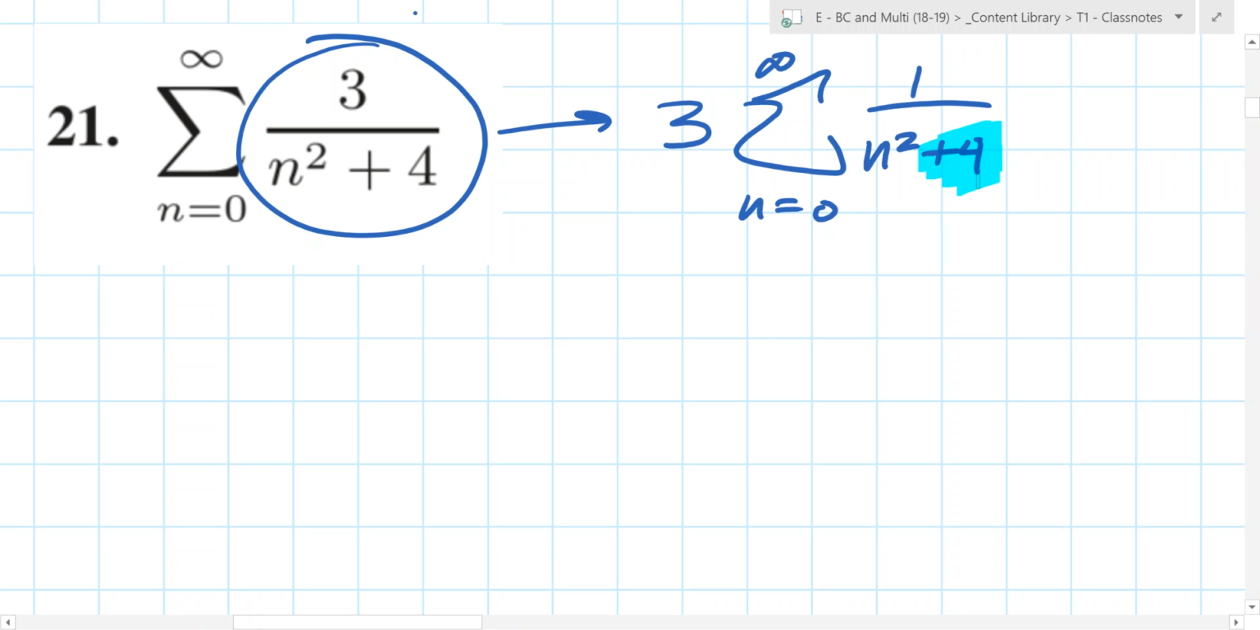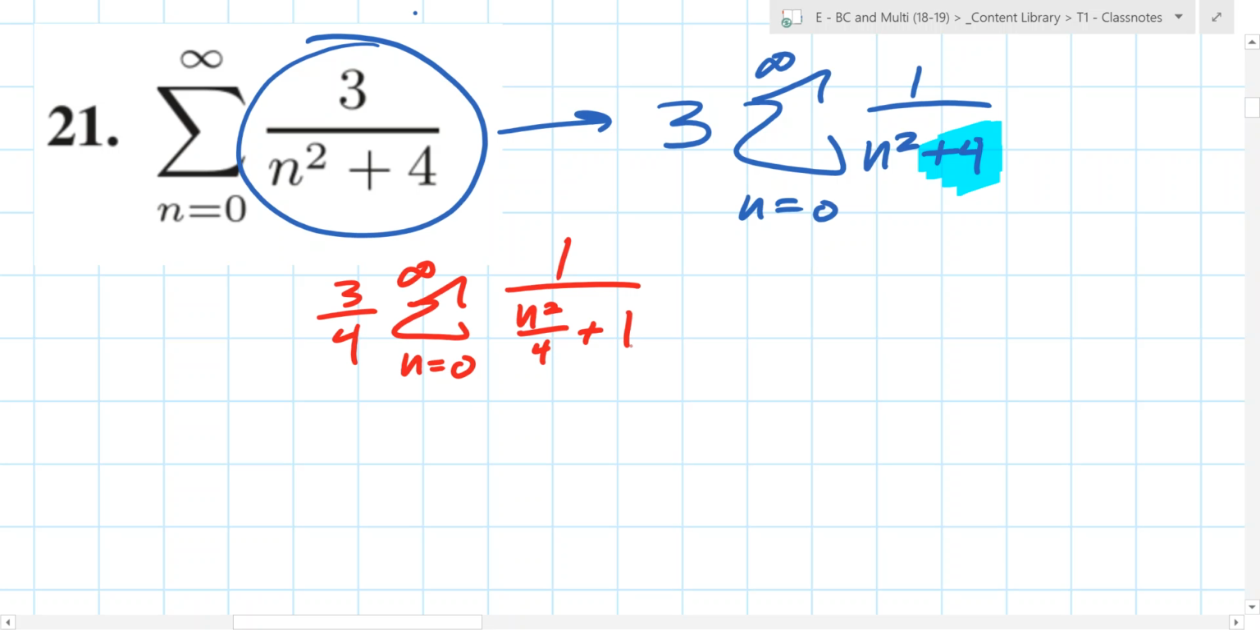People up front were saying to factor it out. Are you allowed to do that? Sure. We just tend to shy away from it because we don't want to create fractions. Get over it. So what do you end up with? 3 over 4, the summation from n equals 0 to infinity of 1 over n squared over 4 plus 1. Well, that's kind of nice.